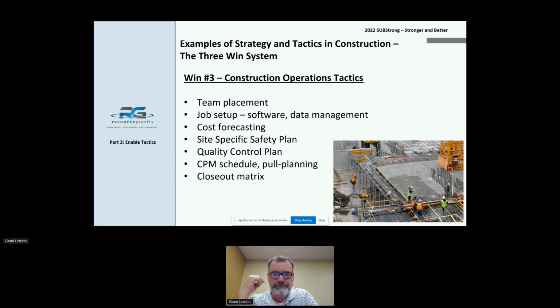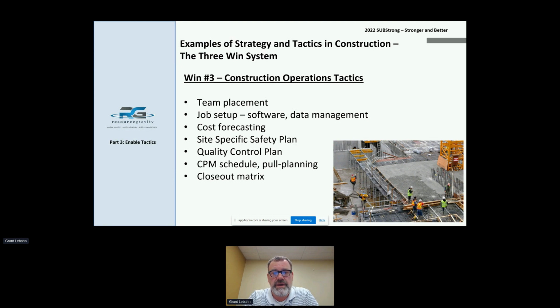So win number 3, same thing applies here. Now we're off and we're actually starting the work. And so here's where some tactics can be applied in the third win, construction operations. First and foremost, team placement.